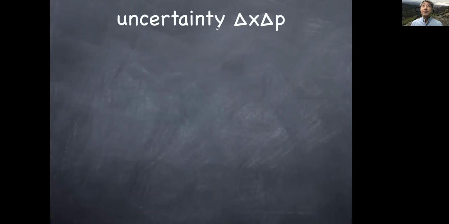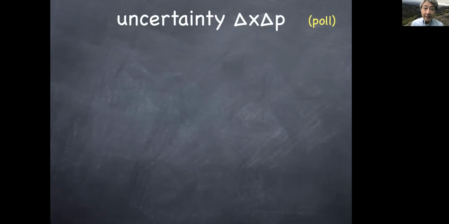So the uncertainty principle tells you that delta X, delta P has to be bigger than something, right? So that's how we learn the uncertainty principle in quantum mechanics. You can never measure X and P with arbitrary precision at the same time. The product of uncertainties is always bigger than h bar over 2. So now comes the question I'd like to pose to you.